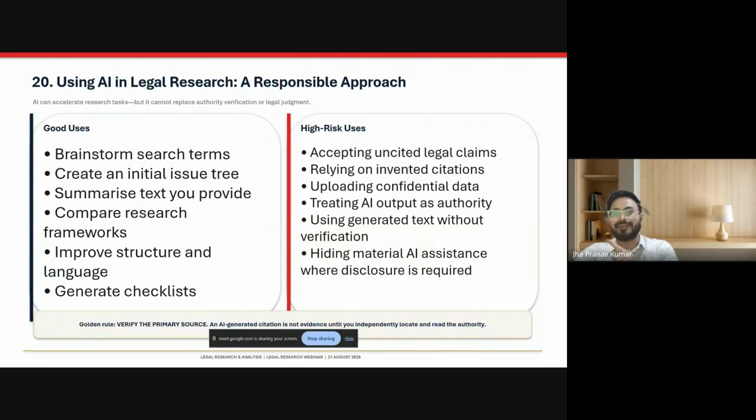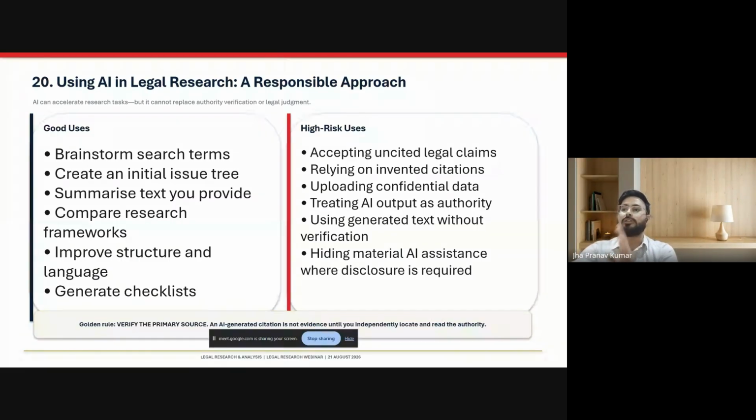हाँ, क्या नहीं करना है वो बहुत important है आप लोगों के लिए, that is accepting what there is, unsighted legal claims, कि भैया अब जो भी AI ने दे दिया सब सही है, अब कौन इतनी मेहनत करे, इसने deep research की होगी तो सही की होगी. Do not, do not depend 100% on it.